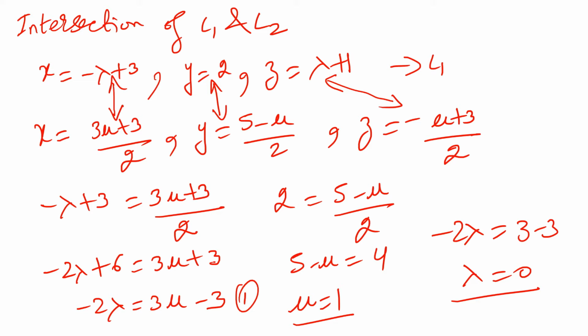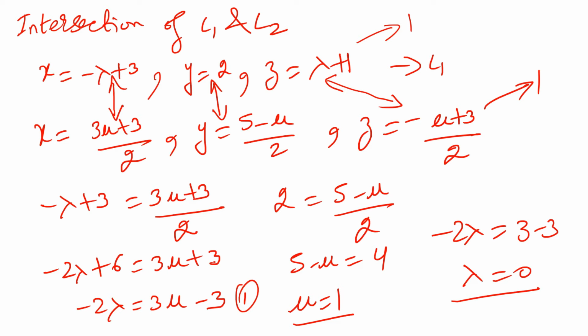You can now put lambda here to get the value of z as just 1. And in the second equation, if you put mu as 1, you'll be getting 2 upon 2 as the value of z. That means z is equal to 1. So z from here is 1 as well as from here it is 1. So it's the same. So that confirms that the values of lambda and mu are correct. That means we are getting the common point of intersection.